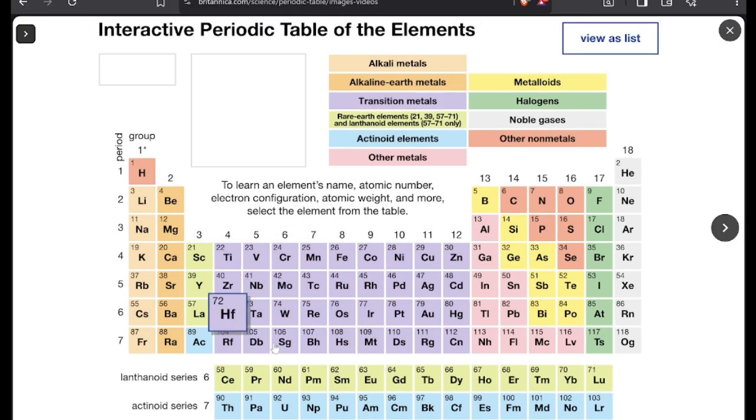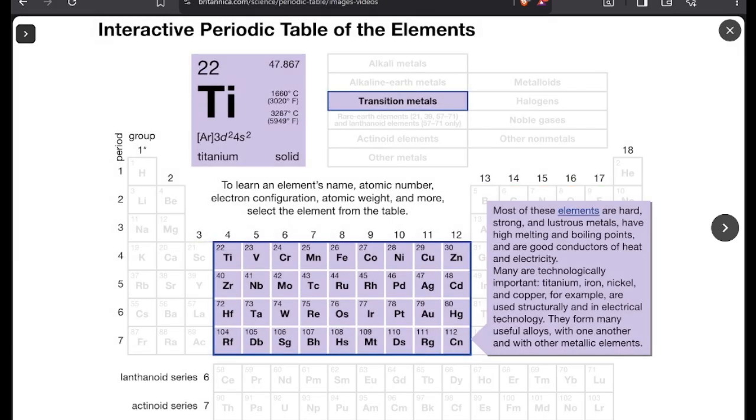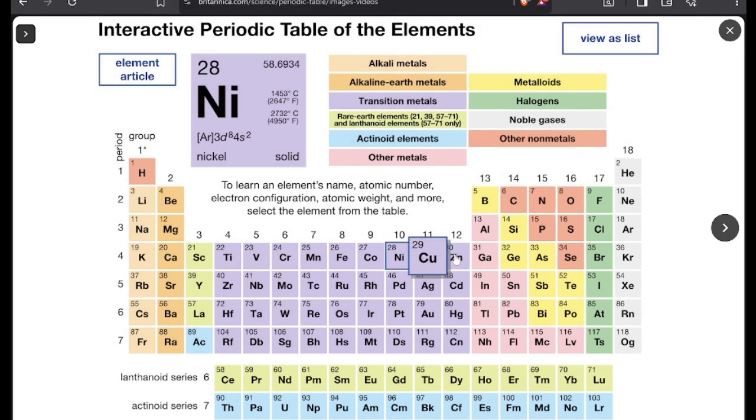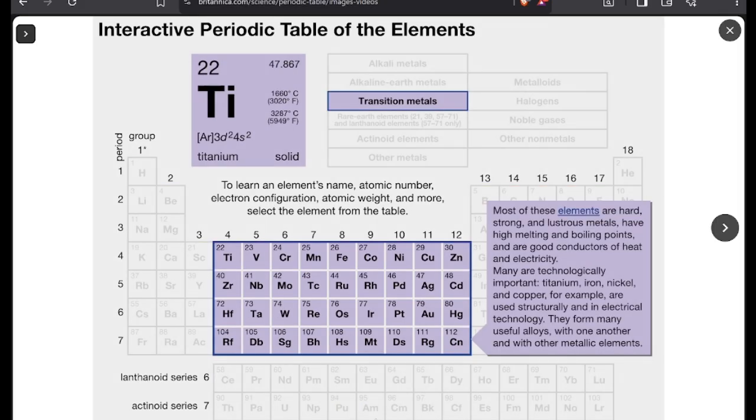Similarly, this whole block of this color of elements is called transition metals. And the property of transition metals is that these elements are hard, strong, and lustrous metals. And the metals we are familiar with, for example, iron, cobalt, nickel, copper, zinc, all these metals we are familiar with from our day-to-day life belong to the transition metals.